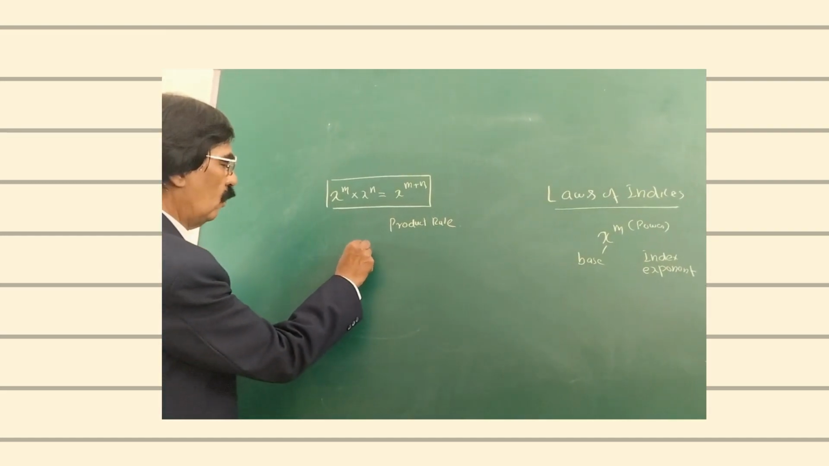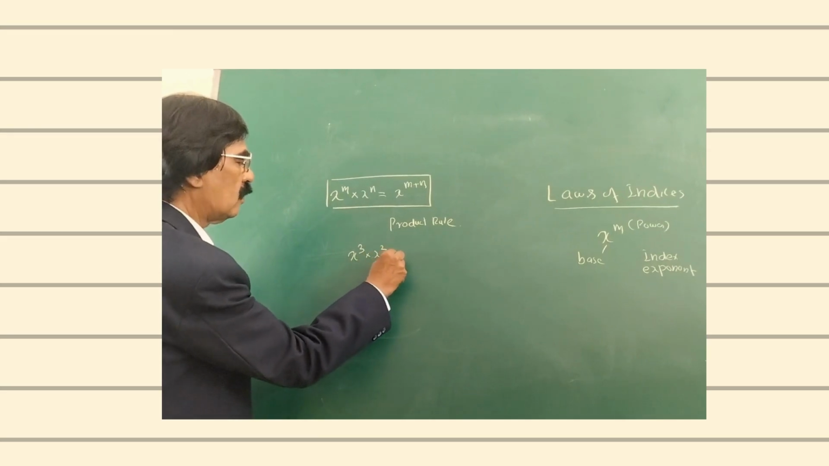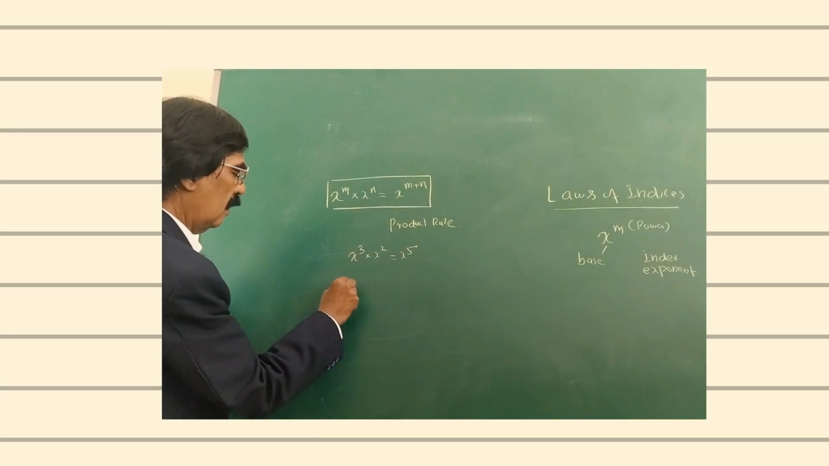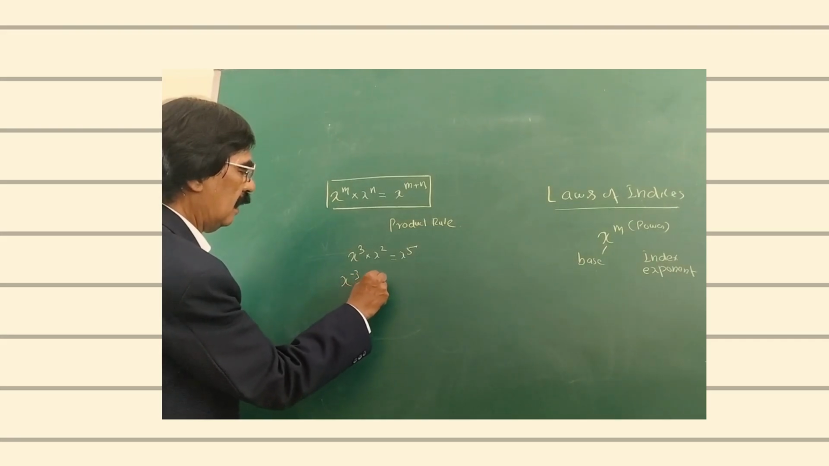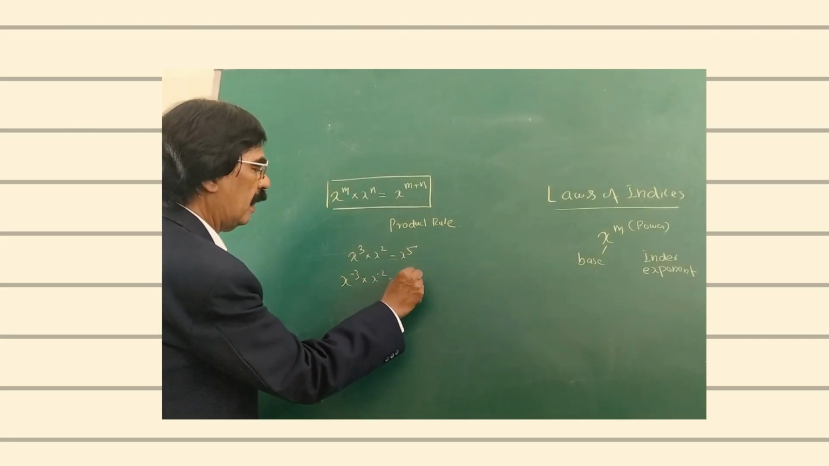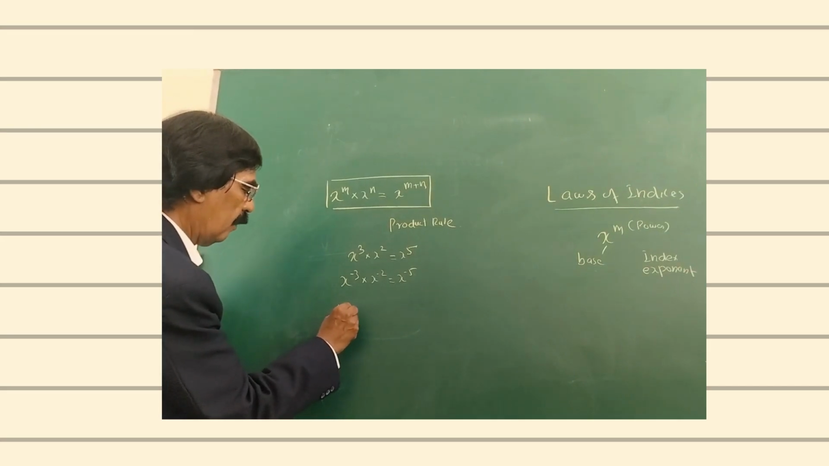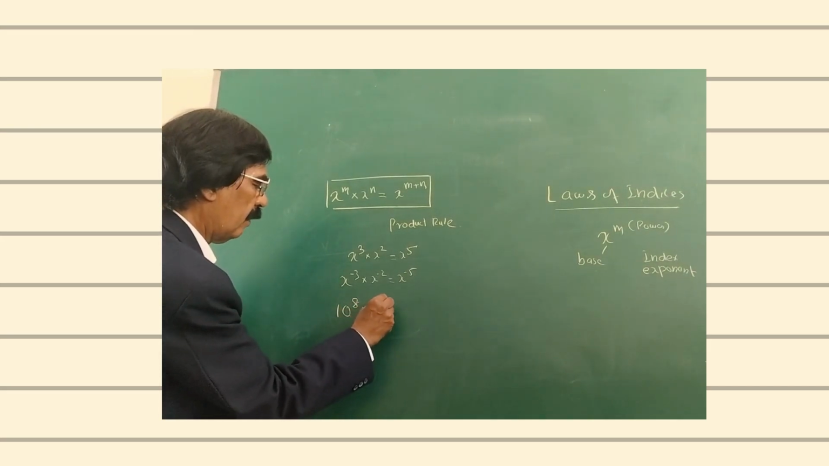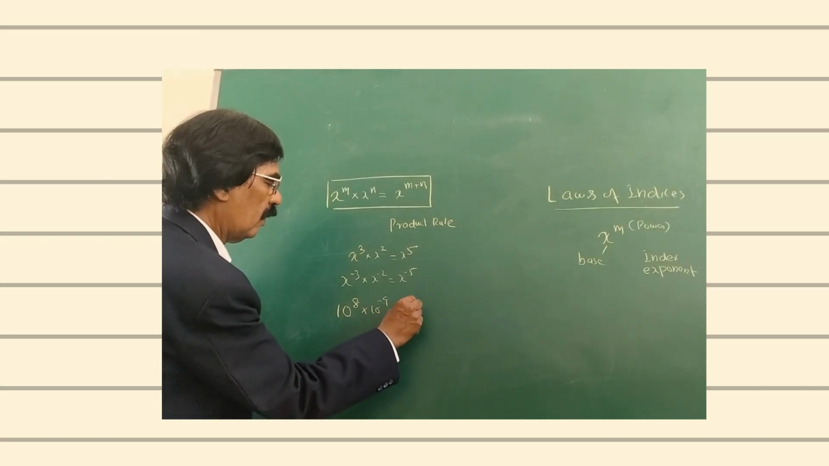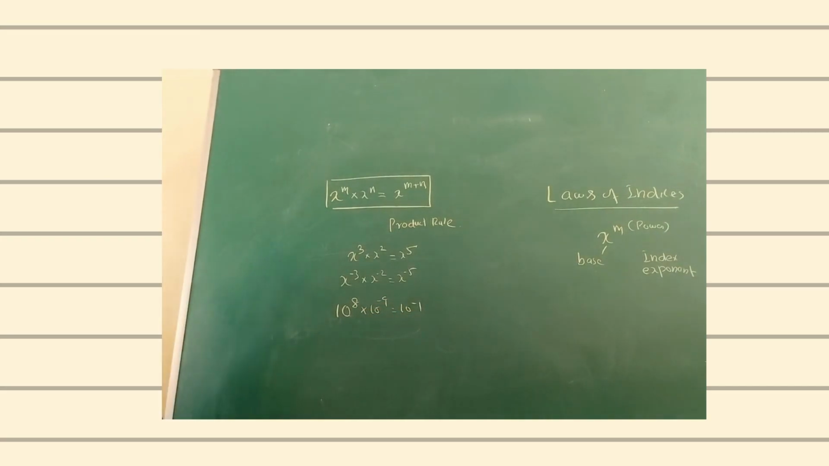See, x cube into x square, I add the power. x to the power of minus 3, x to the power of minus 2, I can add the power. Say 10 power 8, 10 power minus 9, 10 to the power of minus 1, the power is added.